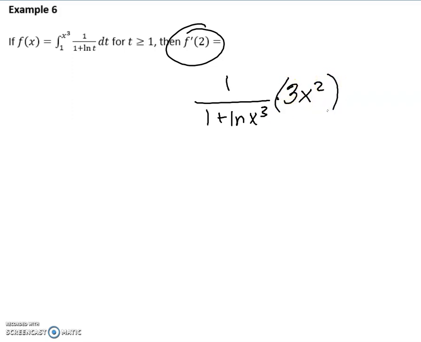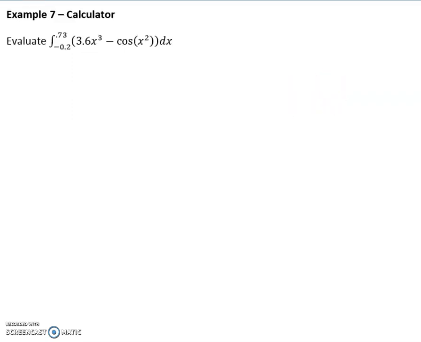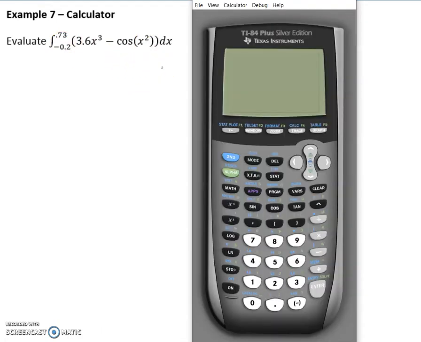So pretty easy. Now, this last one, I just want to show you how to do it with the calculator, and it's actually really easy. So let me bring up my calculator. Now, remember, if you're going to use trig functions, you need to make sure that you are in radian mode. So I am in radian mode. I'm going to go back out, and I'm going to click math. So I hit the math button. I'm going to go down here to my function integration, and I can put this in. So I'm going to put in negative 0.2 up to 0.73.